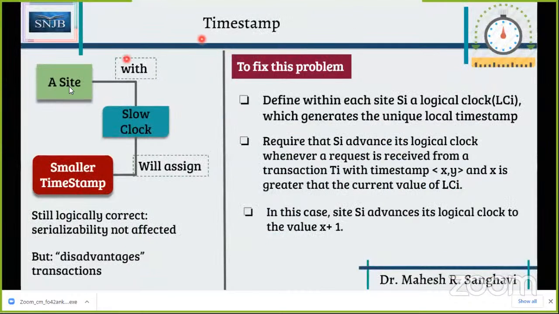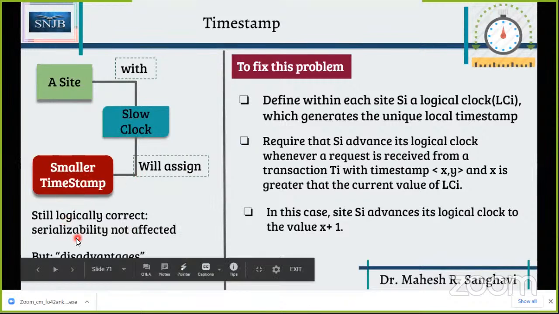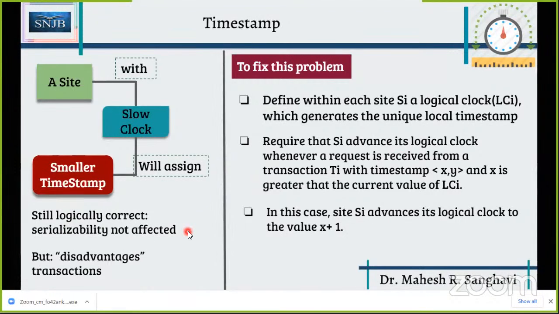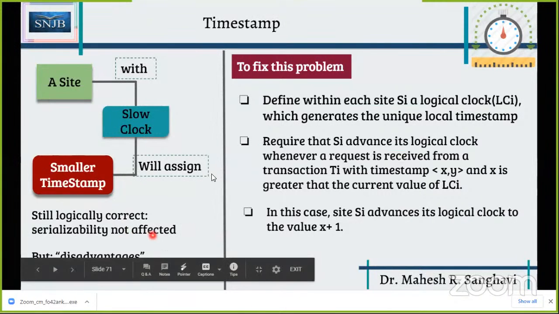Now, in case of a site, a site with a slow clock will assign a smaller timestamp. Still, logically it is correct, serializability will not be affected. For example, here smaller timestamp means, for the time being, understand that instead of the full date and time, we simply take a short date and short time. That is also enough because it will not disturb your serializability.